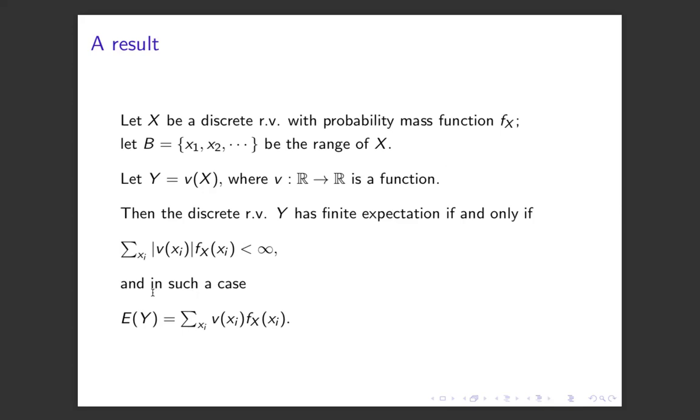And in such a case, the expectation of Y is given by this expression without the mod. That is, summation over xi, V of xi, f sub X at xi. I think this result is pretty obvious from the... Yes, but since it is very obvious, we will go through the proof. If it's not obvious, we will assume without proof. Since we are doing a rapid review, it is just to warm us up. Yeah, it is pretty obvious.